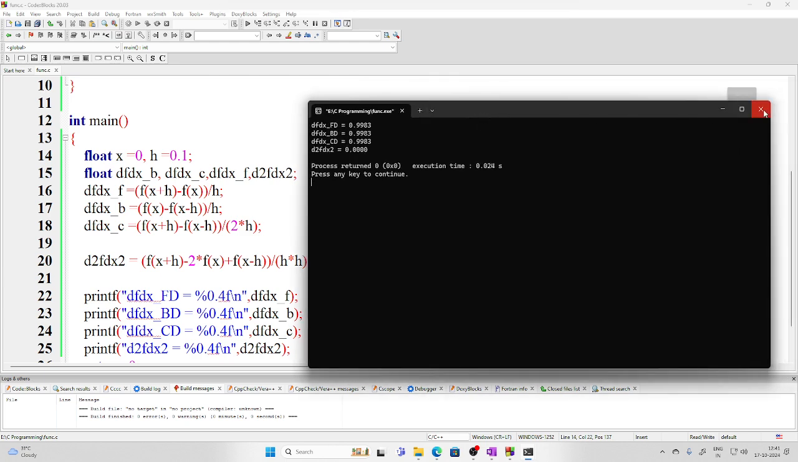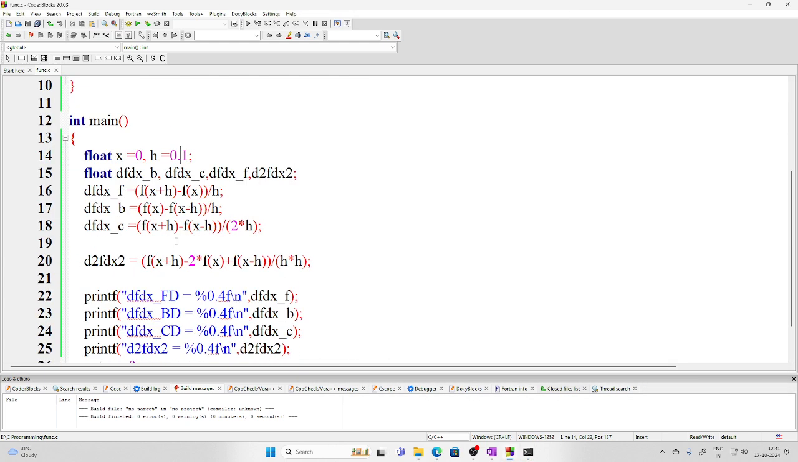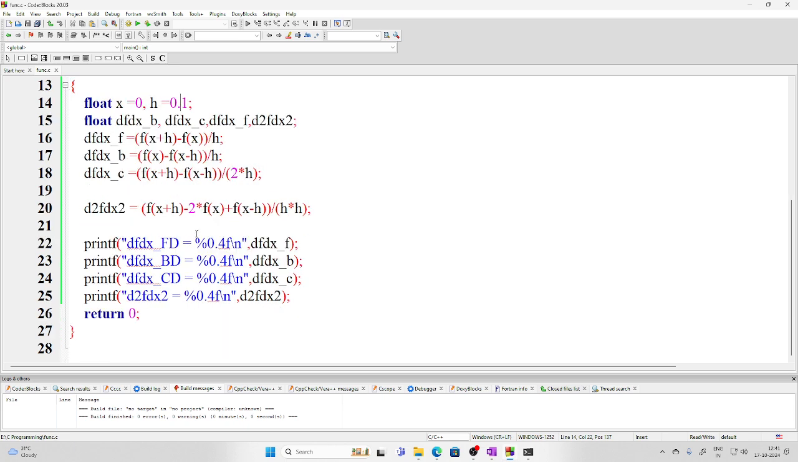So in this way, you can make your own function, you can differentiate your function, and that's it. So thank you very much in this video till this point only.